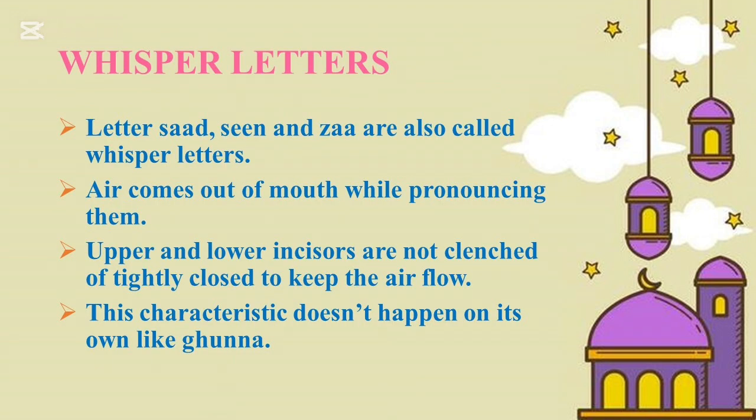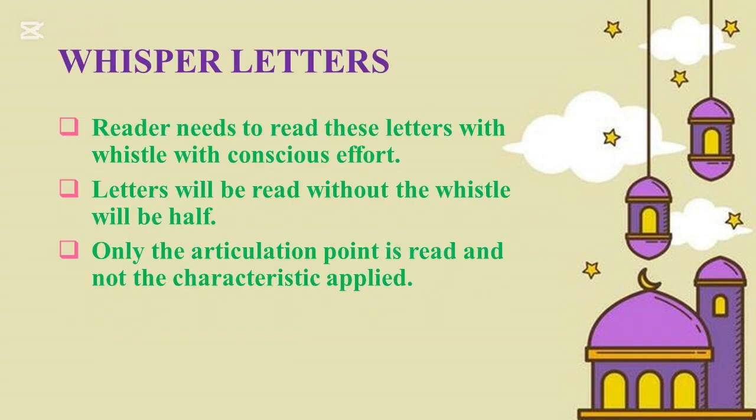Letters Za, Sin and Saad are also called the whistle letters. When pronouncing them, air comes out of the mouth. Upper and lower incisors are not tightly closed or clenched to keep the airflow possible. This characteristic doesn't happen on its own like the ghunna. The reader needs to read these letters with the whistle with a conscious effort, and this is called giving the due right to the letter which it deserves.